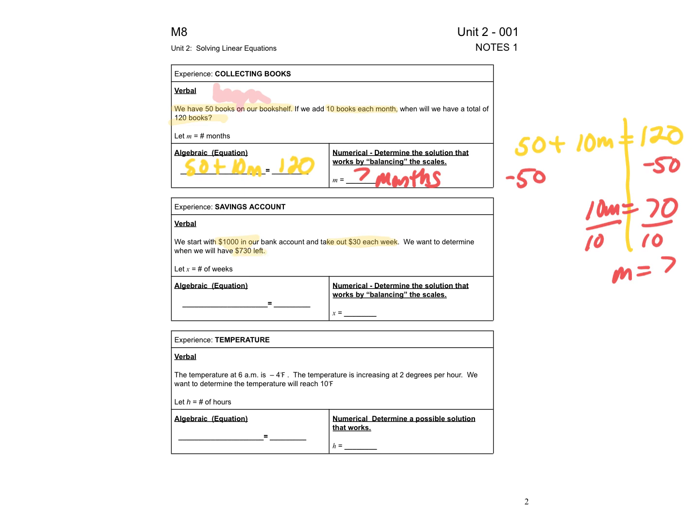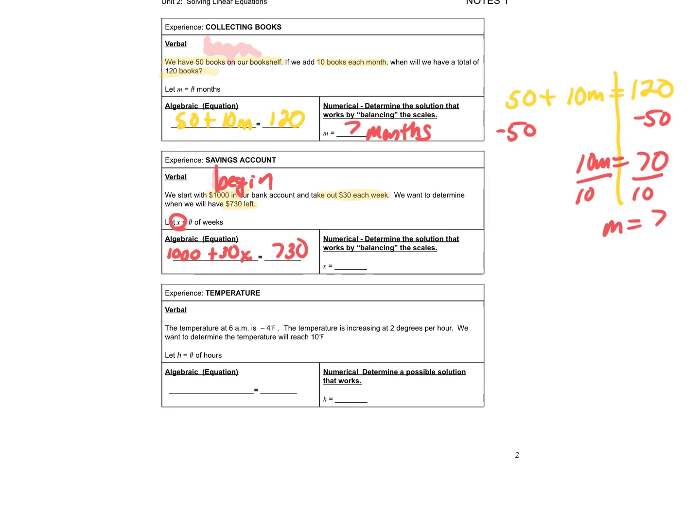So this is our begin value. Oops, I'm sorry that this is the begin value. So this is 1,000 plus 30, weeks is X, and it equals 730. So then this is asking you to solve it. So I'm going to solve it over here.